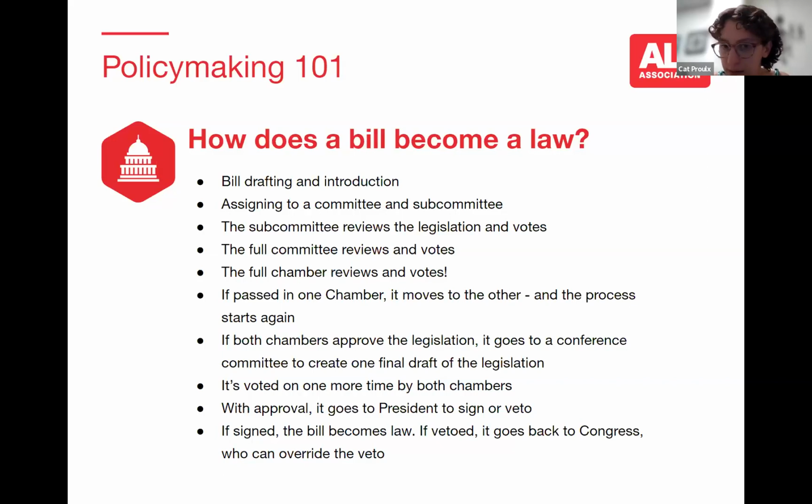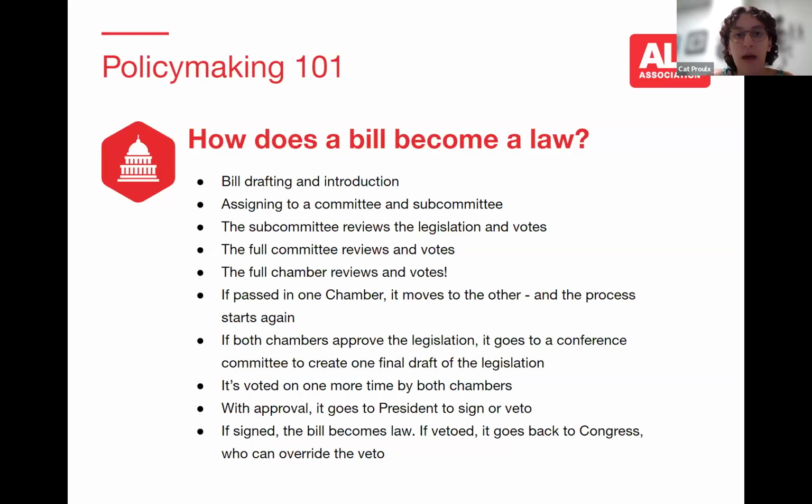And if it's a House bill, for example, then it will be introduced by the Speaker of the House, and they will assign the bill to a committee that oversees the issues that the legislation addresses. So for example, one of those committees could be the Committee on Health, Education, Labor, and Pensions, which is a committee in Congress. And once the bill reaches that committee, that bill is then referred to a specific subcommittee, which has additional expertise on that issue.